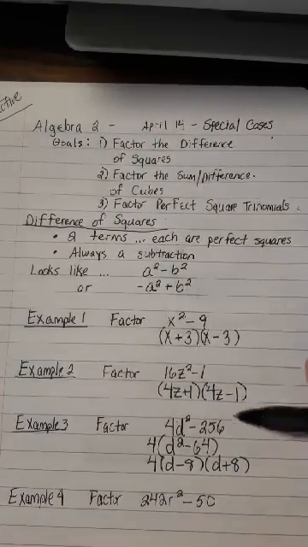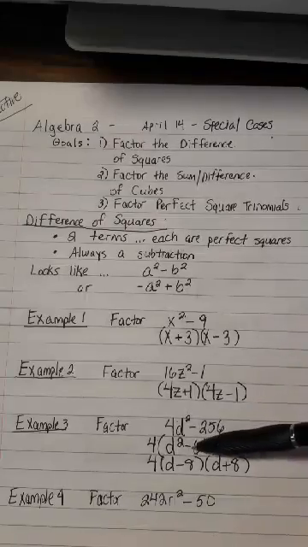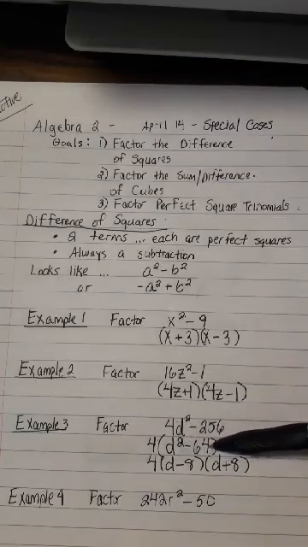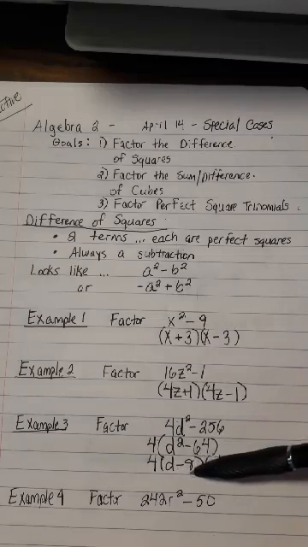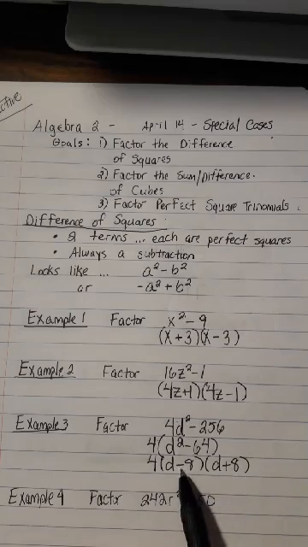Alright, so again, this one has a GCF, so you have to pull the GCF out front, and then factor what's left in the parentheses. Take the square root of each term, you get d and 8, make 1d minus 8 and 1d plus 8. Again, it does not matter if you put your minus first or your plus first.